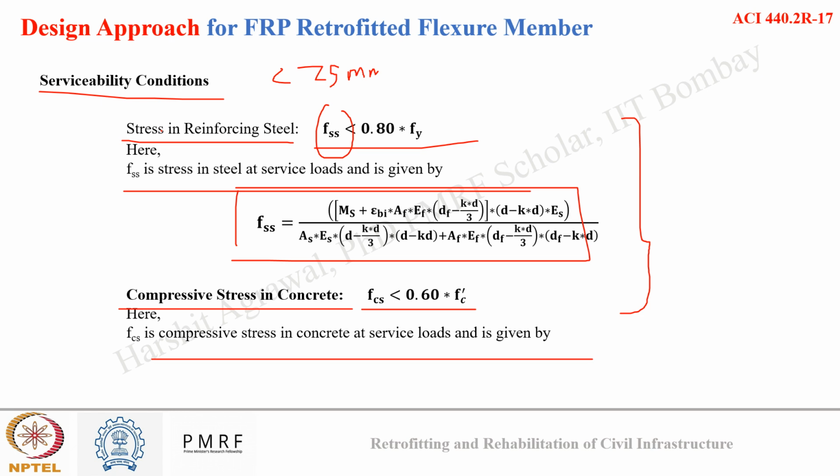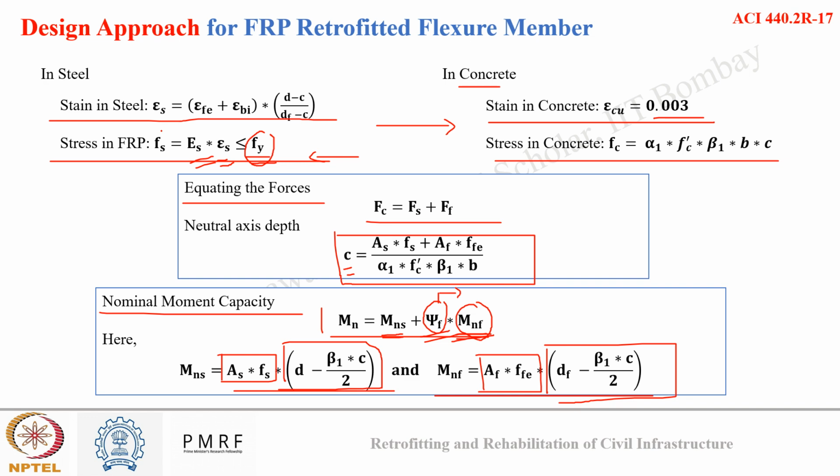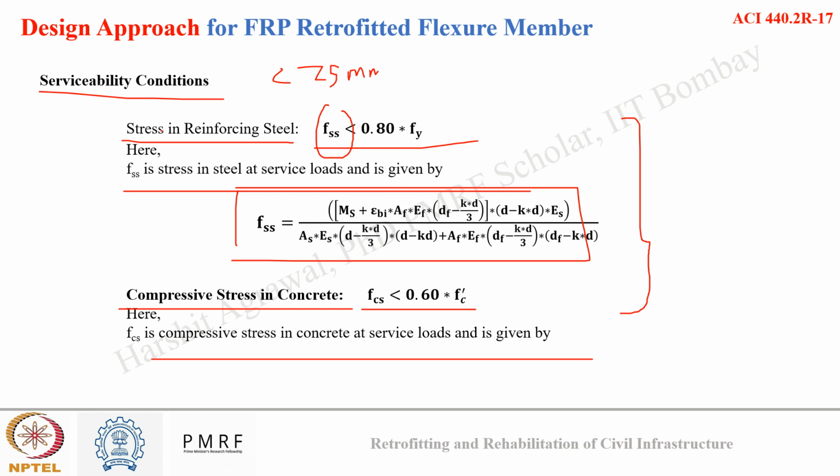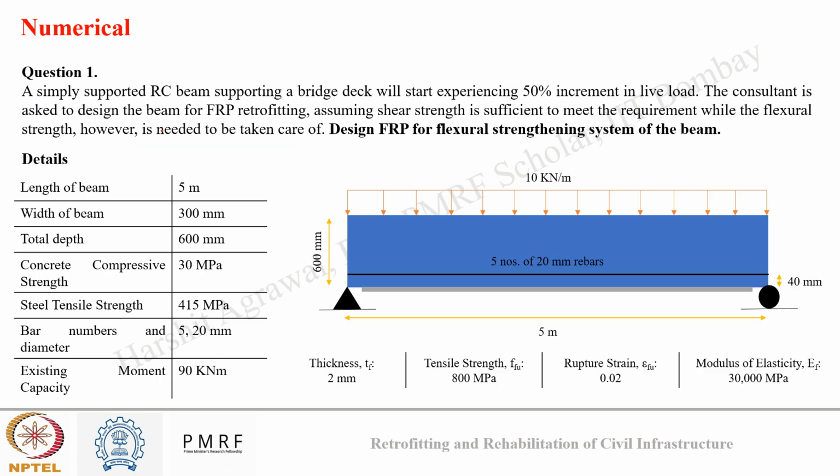Okay. So just to see how all these formulas are applied and how the concept works, let's see a numerical. That will go from scratch. So this is the question. A simply supported RC beam supporting a bridge deck will start experiencing 50% increment in live load. The consultant is asked to design the beam for FRP retrofitting, assuming that the shear strength is sufficient to meet the requirement, while the flexure strength, however, needs to be taken care of.